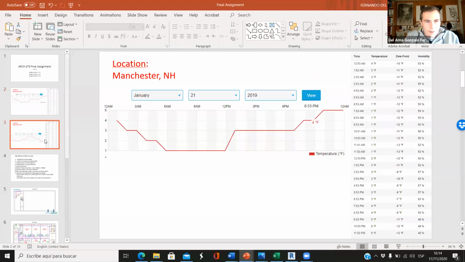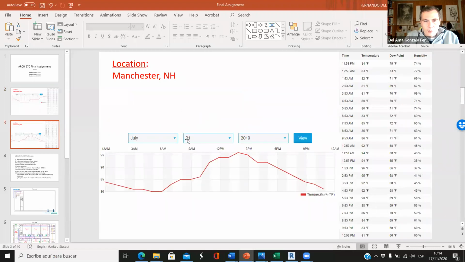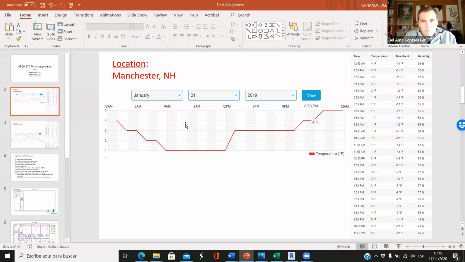This is winter, and this is summer. So July the 21st is the day with the highest temperature, above 95 Fahrenheit. Here you have the temperature and relative humidity. So this is the location, and this is all we need. We need the coldest and the hottest day, the temperatures and relative humidities.